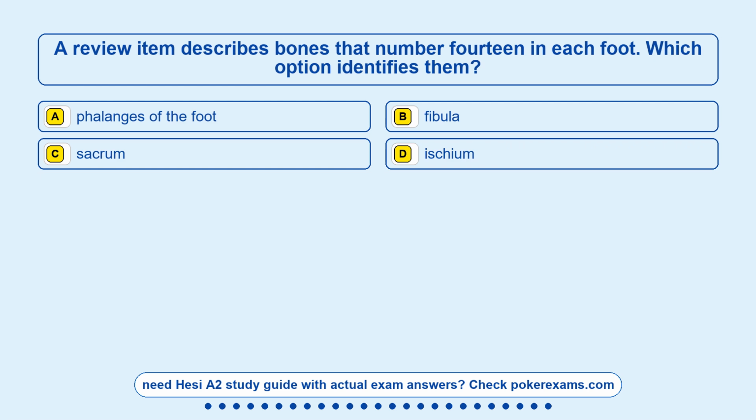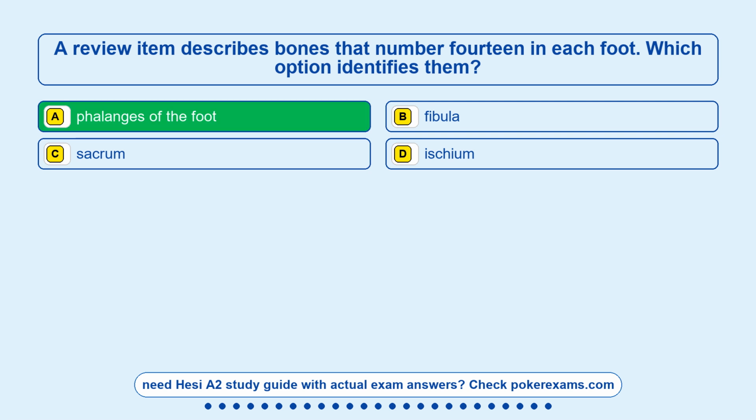Question 8. A review item describes bones that number 14 in each foot. Which option identifies them? Option A, phalanges of the foot. Option B, fibula. Option C, sacrum. Option D, ischium. The correct answer is option A, phalanges of the foot.